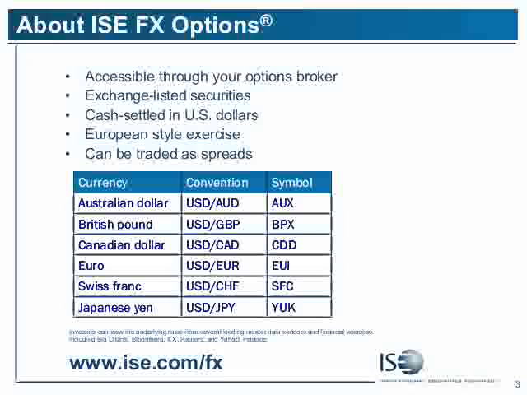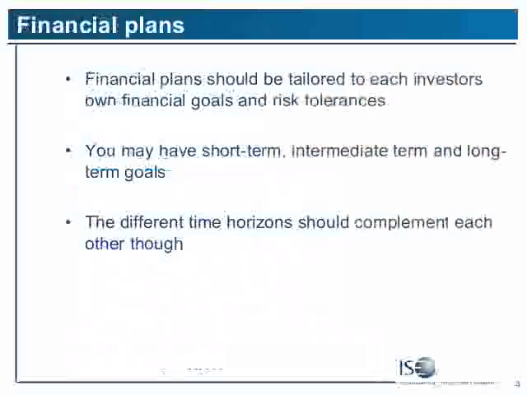The symbols are all right there. AUX would be the Australian dollar. British pound would be BPX. Canadian dollar, CBD. Euro would be EUI. Swiss franc would be SFC. The Japanese yen would be YUK. Again, since the U.S. dollar is the base currency, if you're bullish, you'd be buying calls or something similar. And if you are bearish, you'd be buying puts.